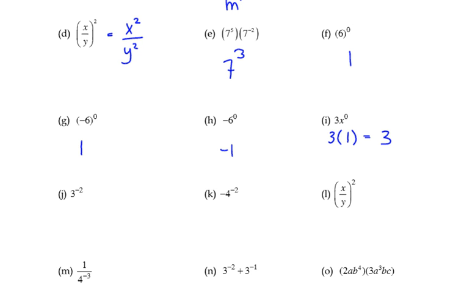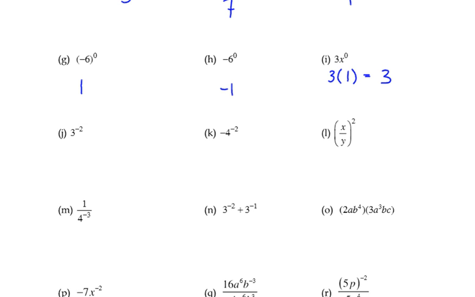Very good. Okay, let's look at J. This would become, if we have a negative exponent, we want to flip it. 1 over 3 squared, the reciprocal, or 1 over 9.